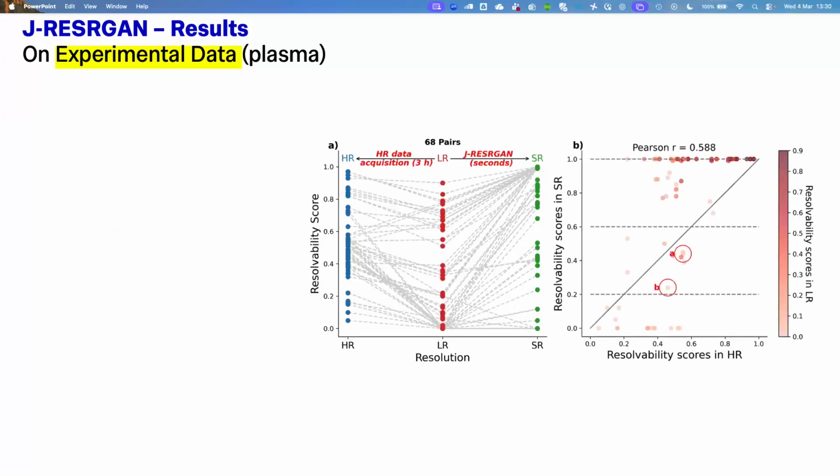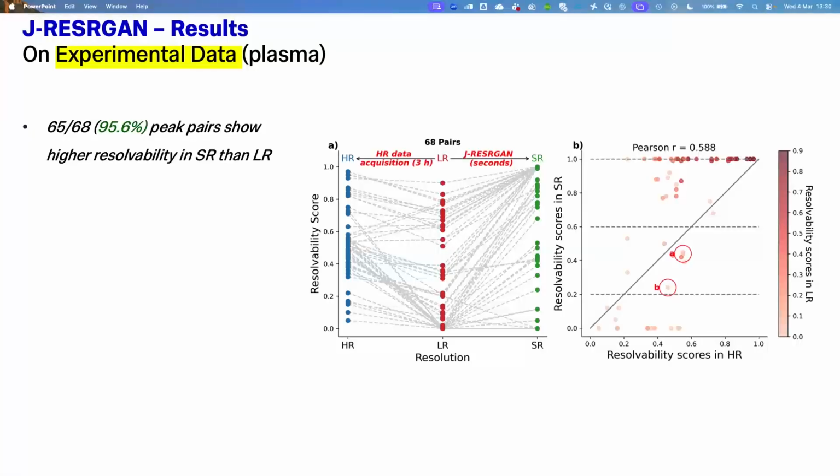Again, we're testing it on blood plasma, so trained on urine, but testing on blood plasma. And this is the kind of V-plot we get. Now, you can see it doesn't look quite as nice, all right? But still, for a large proportion, in fact, 65 out of 68 peak pairs are showing a higher resolvability in the super resolution than the low resolution data.